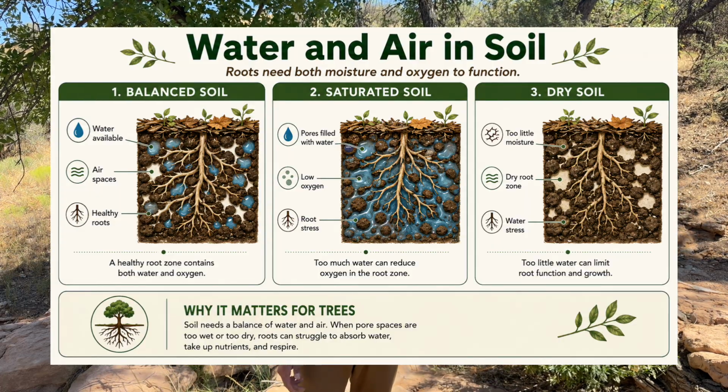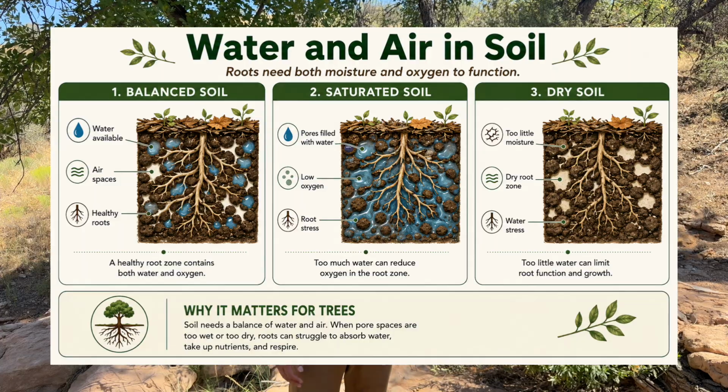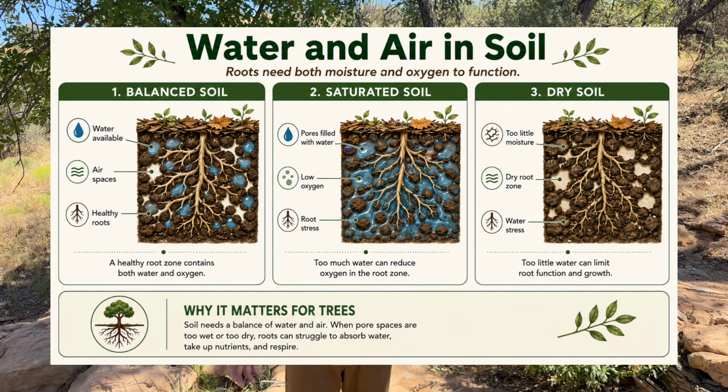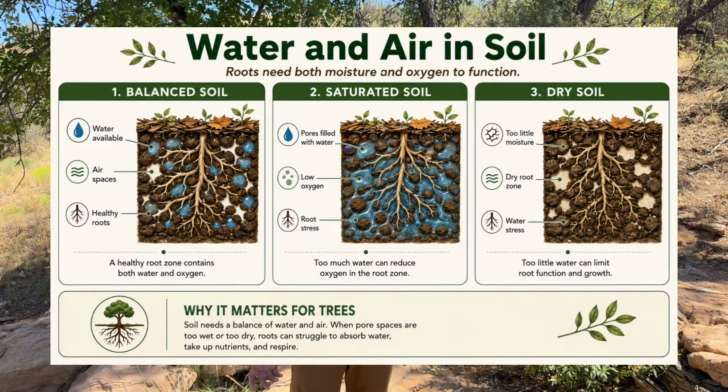Roots are living tissue. They respire. Respiration means that they use oxygen to release energy. That energy helps roots grow, absorb water, take up nutrients, and support the rest of the tree. So soil is not only about moisture, it's also about air. A healthy root environment needs balance. Too little water can stress roots. Too much water for too long can limit oxygen.